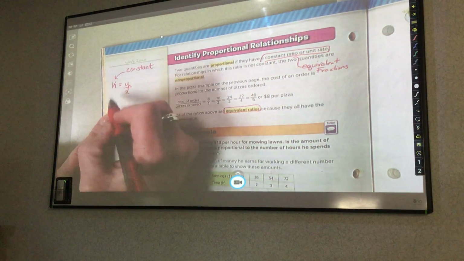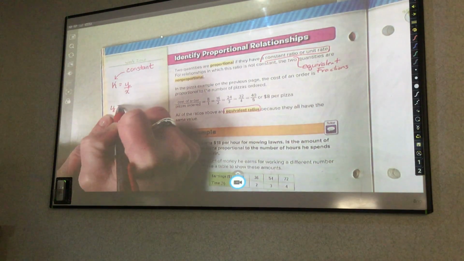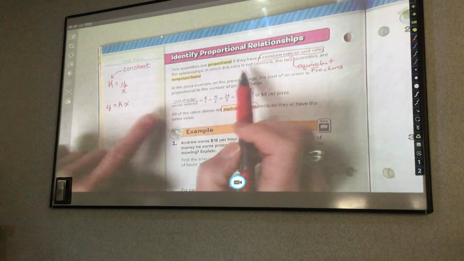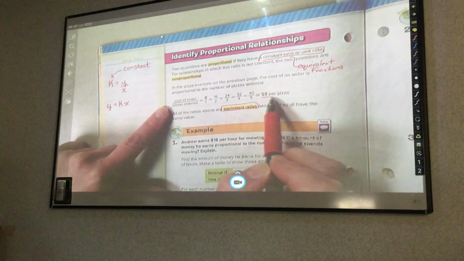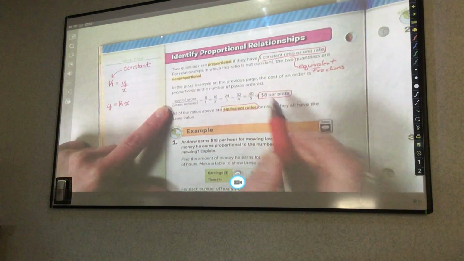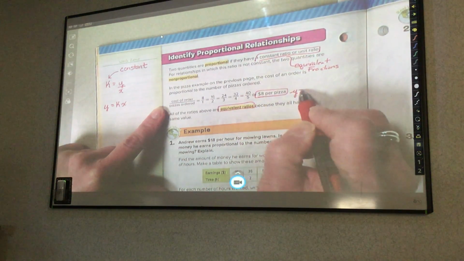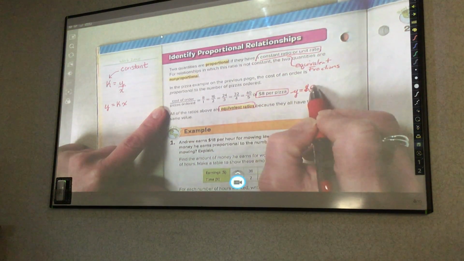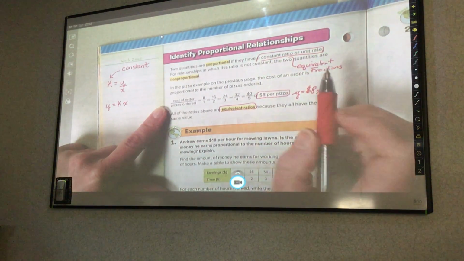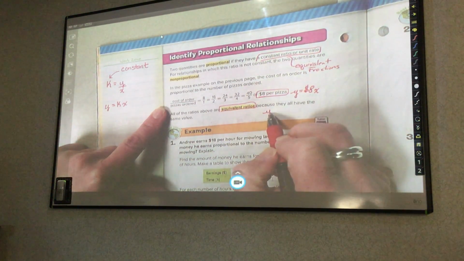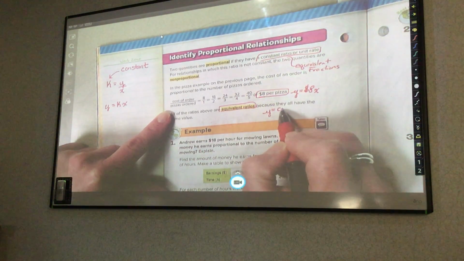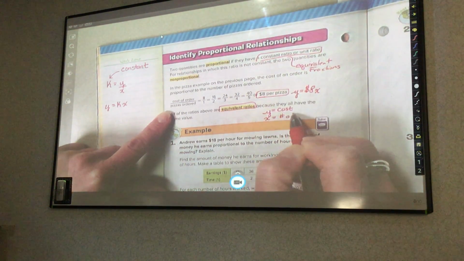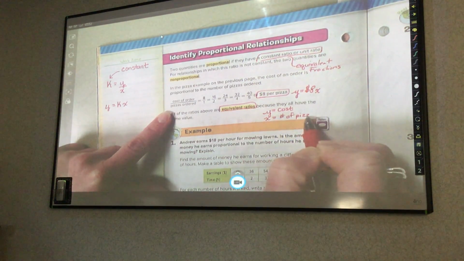And so then we can write an equation that says Y equals constant times X. So if I wanted to write a proportion for the cost per pizza, I would say Y equals, my constant would be $8, and then X. Y equals cost, X equals number of pizzas.